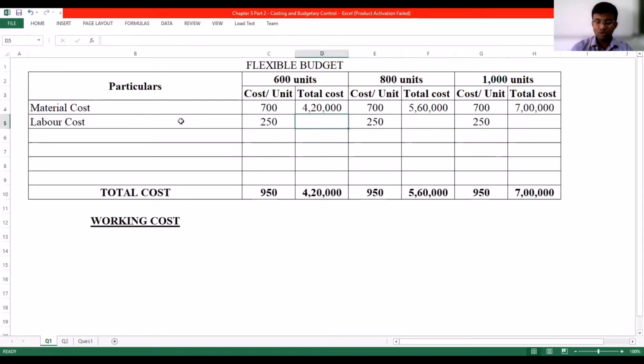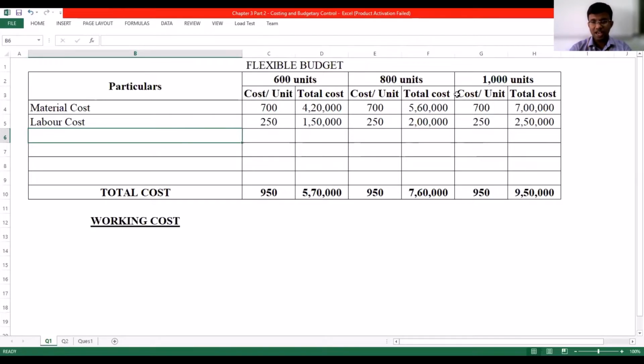Then how do we calculate total cost? Here it will be 250 into 600, which makes it 1,50,000. Here it will be 250 into 800, which makes it 2 lakh. Here it will be 250 into 1,000, which makes it 2,50,000. So this is how you go about with respect to labor cost.